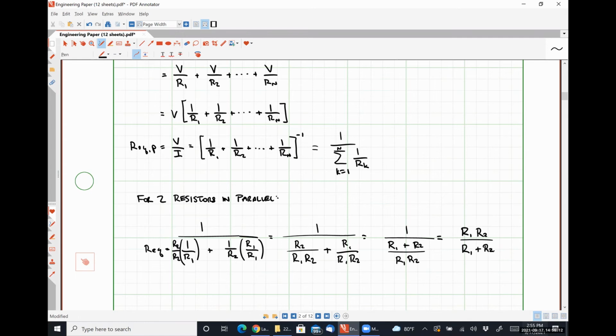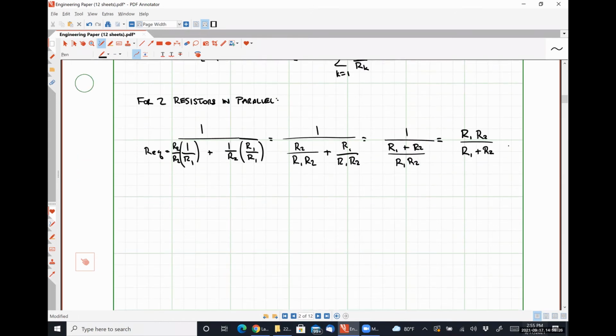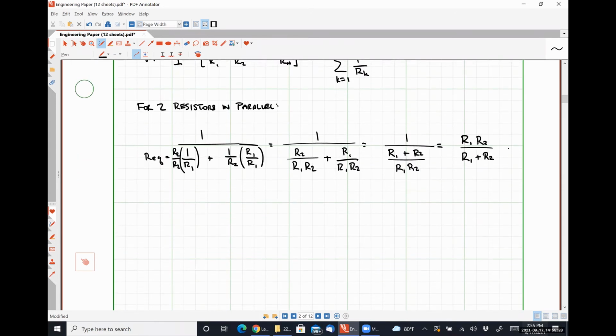So when we only have 2 resistors in parallel, we can get the equivalent resistance much more quickly by taking the product and dividing by the sum. But it only works for 2 resistors at a time. And so what I mean by that specifically, let's say that we have this network.